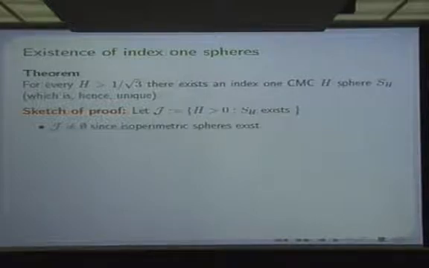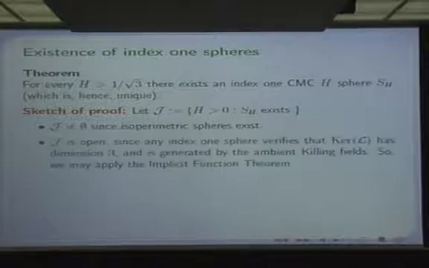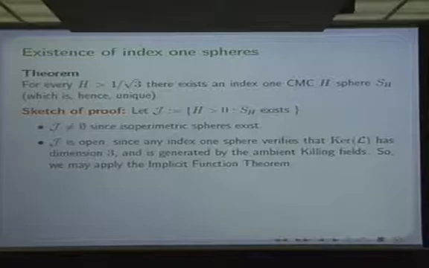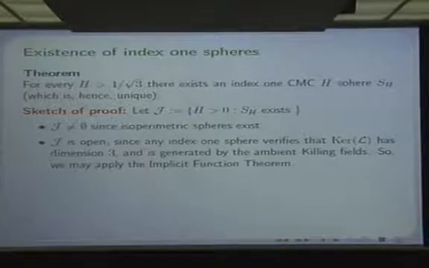For openness, this is simple. This is an application of the implicit function theorem. I'm not going to explain the details, they are in the notes. If you have an index 1 sphere, as I have explained previously, you know very well the kernel of the Jacobi operator. The kernel of the Jacobi operator is exactly generated by the 3 Jacobi functions coming from the 3 ambient Killing fields. So you have very good control on the kernel.